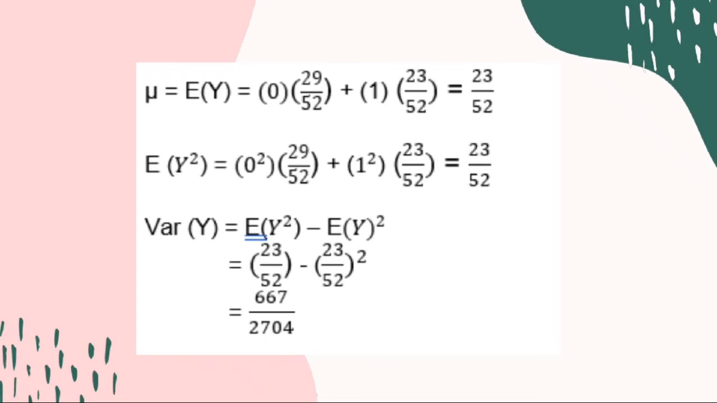Then I find the variance. Before that, I find the E of y squared, equal to 0 to the power of 2 multiplied by 29 over 52 plus 1 to the power of 2 multiplied by 23 over 52, equal to 23 over 52.